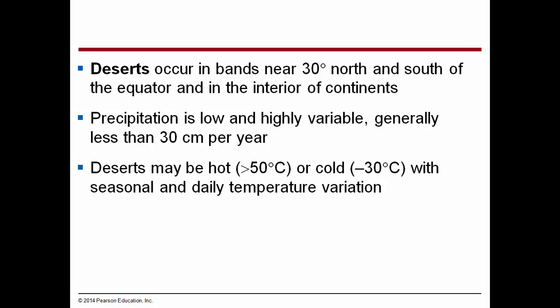Deserts occur in bands near 30 degrees north and south of the equator, just where that Ferrel cell drops cold, dry air down that dries up the precipitation. Precipitation is low and highly variable, generally less than 30 centimeters per year. Deserts may be hot, greater than 50 degrees Celsius, or cold, less than 30 degrees Celsius, with seasonal and daily temperature variation.